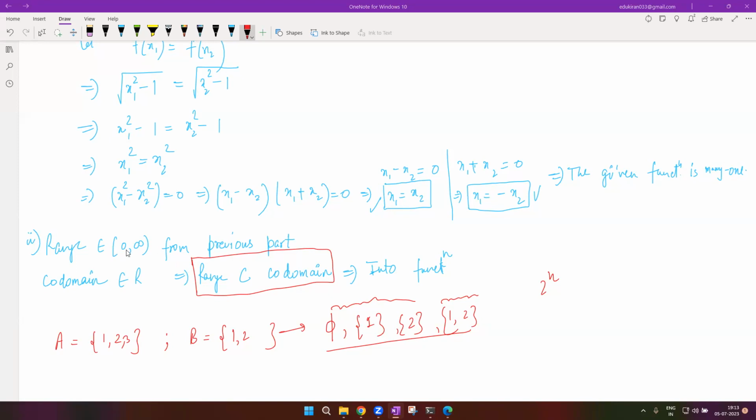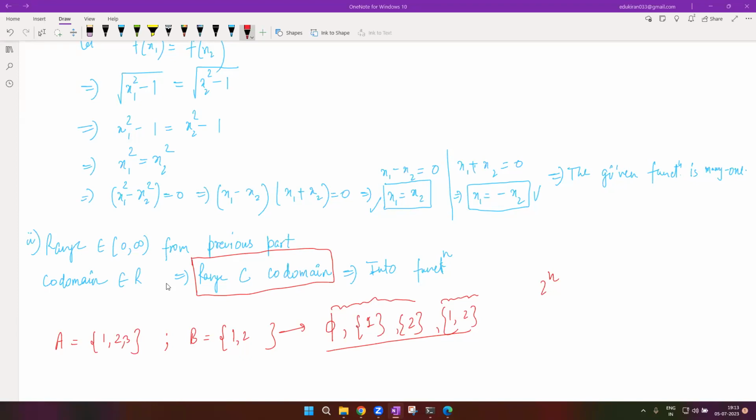So the range here is 0 to infinity, which is all the positive values. And the codomain is all real numbers. So in this case, range is a proper subset of codomain because range is smaller than codomain. Codomain contains more values than range. Codomain also contains all the values which range has, which should be the case. But codomain also has other values which range doesn't have. So we can say that range is a proper subset of codomain, and that is why it is an into function.